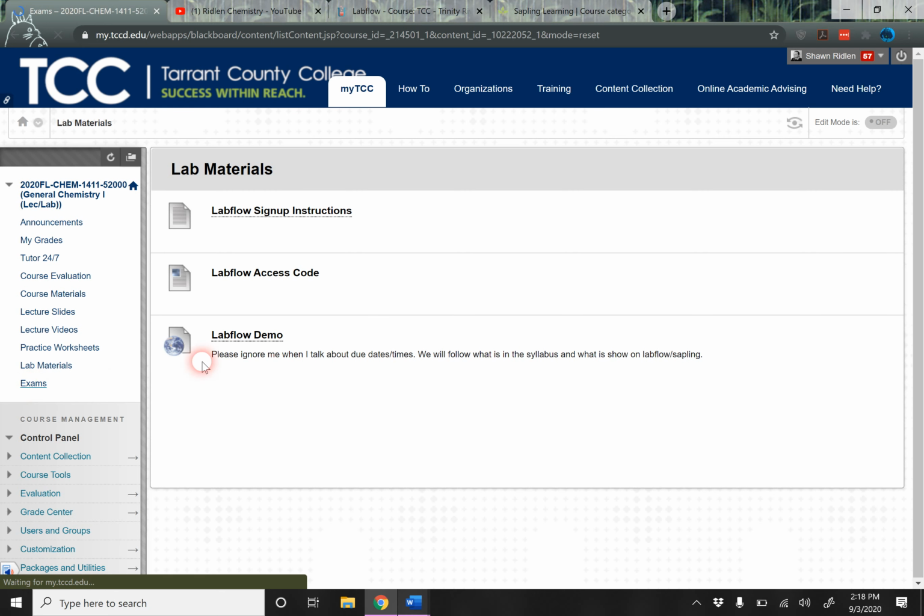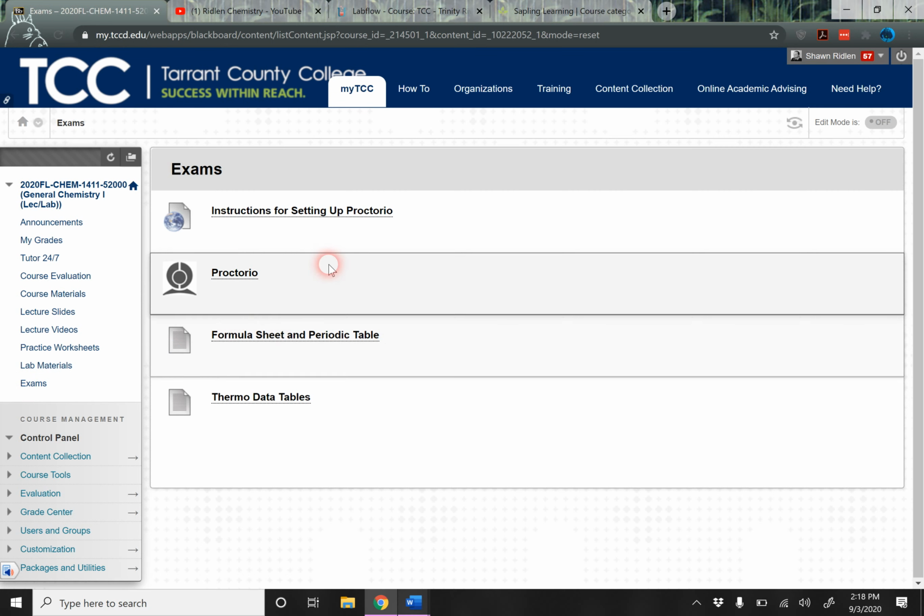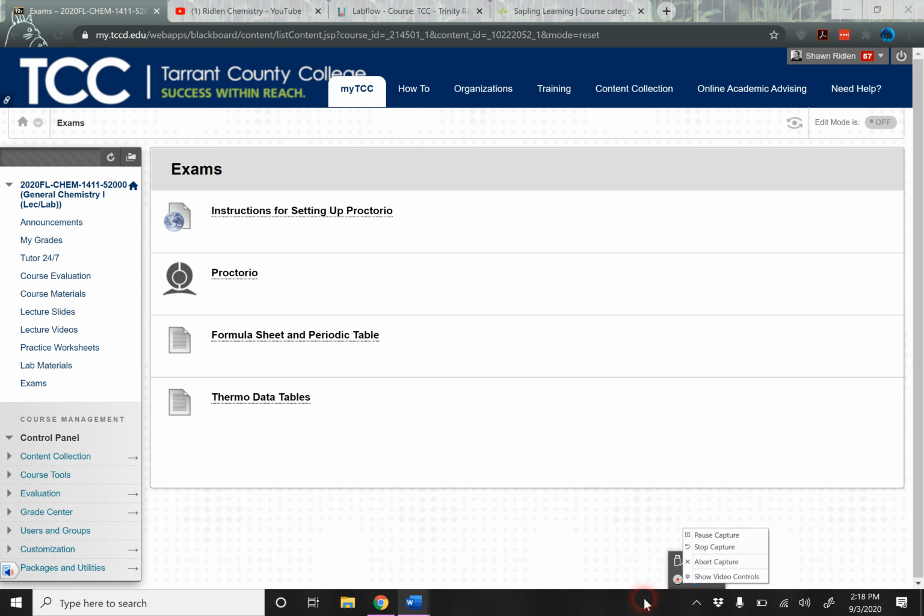Okay, and the next thing you will see is the exams, pretty much empty right now, but you'll see how to set up Proctorio, the actual Proctorio link itself, and again, I'll go over this stuff when it comes time, and then the formula sheet, and then there's some data tables here that you'll need for one of the exams. Okay, so that is just the basic setup of LabFlow.